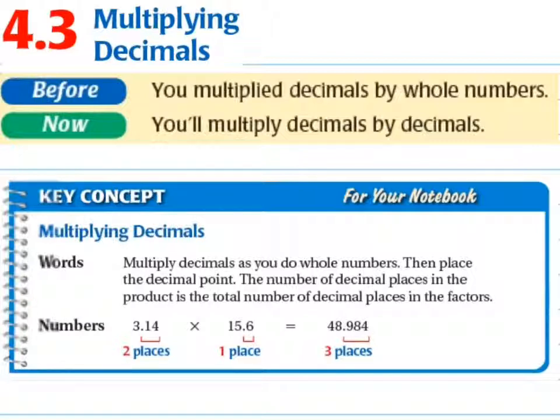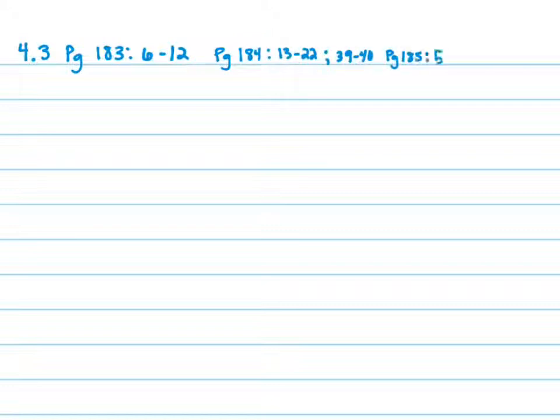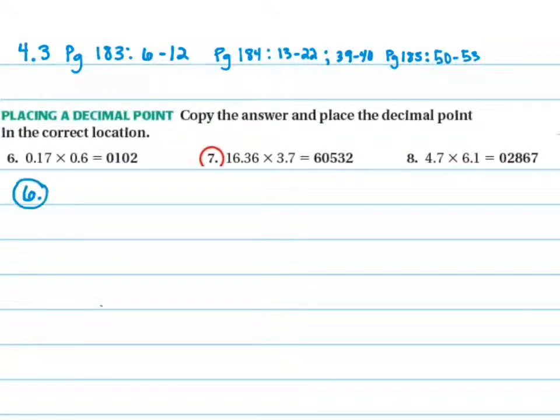Now let's go ahead and start off on today's assignment. We're going to be on page 183, and we're going to do problems 6 through 12, and then we're going to be on page 184, continuing on from 13 to 22. Then we're going to skip and do 39 to 40, and then go to page 185 and do 50 through 53. That's the review.